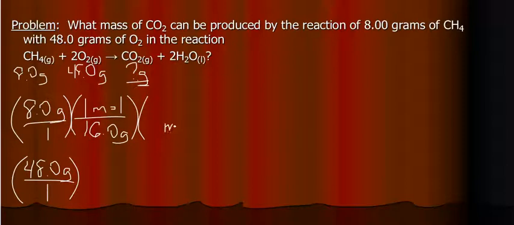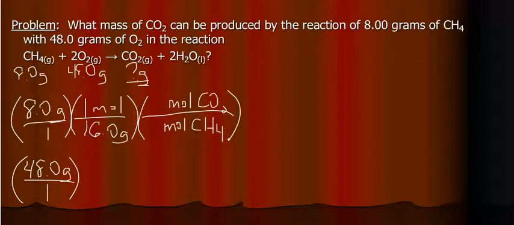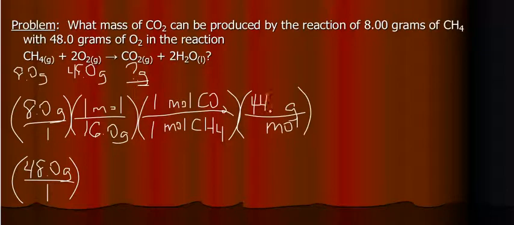And I want to go from CH4 to carbon dioxide because that's what the problem asks. And so go back to your coefficients. It's 1 to 1. Once I get to CO2, I actually want to go to mass, 44 grams per mole. I'm going to solve that one. So that's going to be 22 grams of CO2. Let's do the same thing at the bottom.